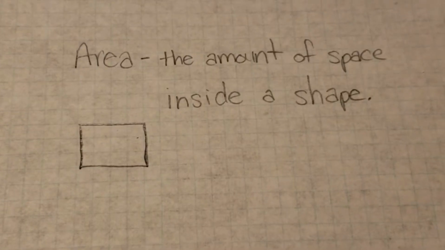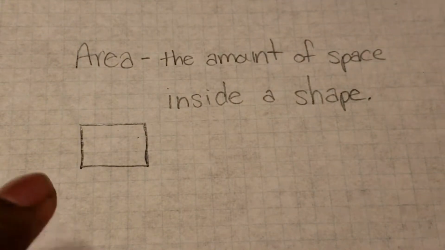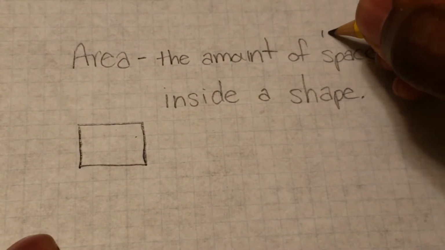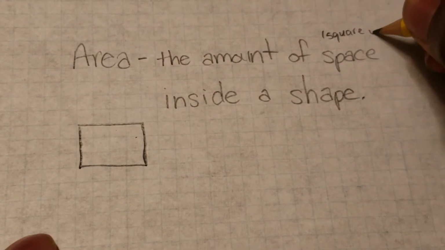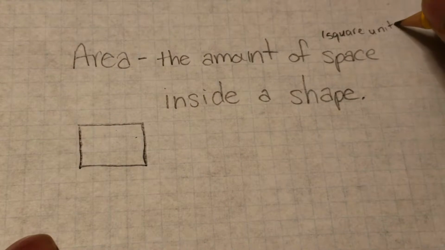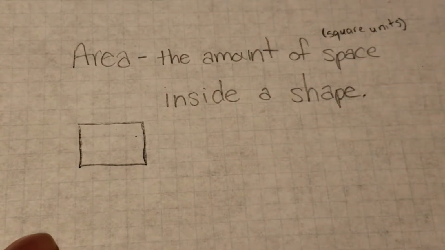So let's talk about area. Area is the amount of space inside of a shape, or instead of space, we can say square units, because that's what we measure in. We measure in square units. So really, area is the amount of square units inside of a shape.